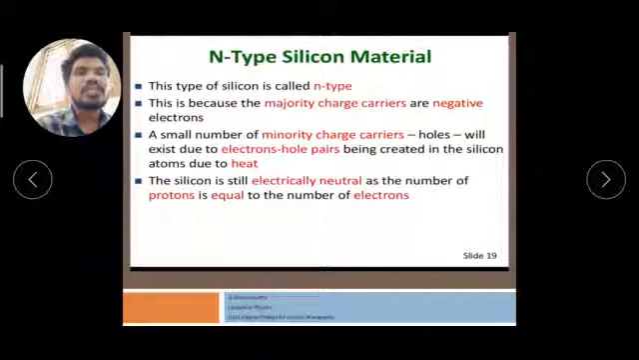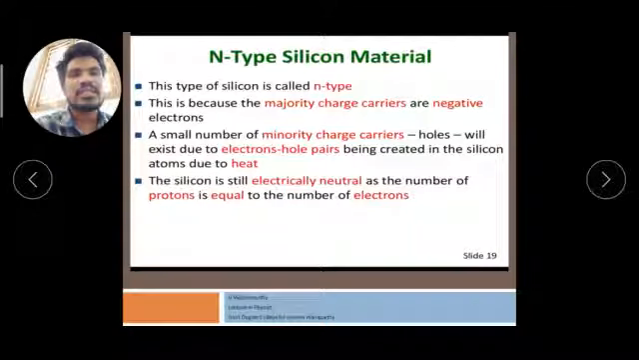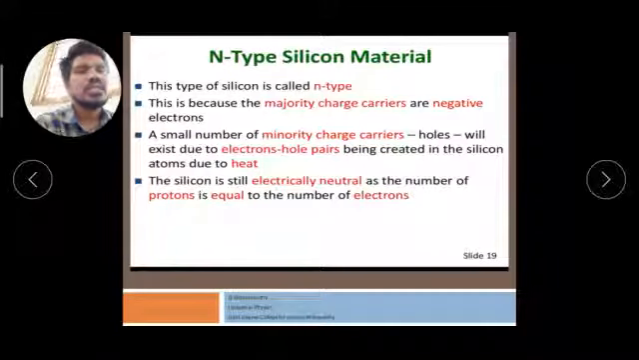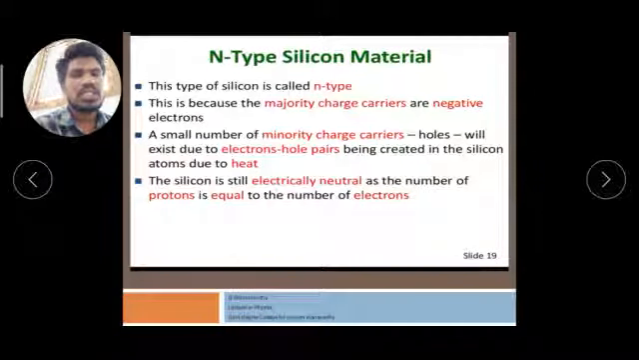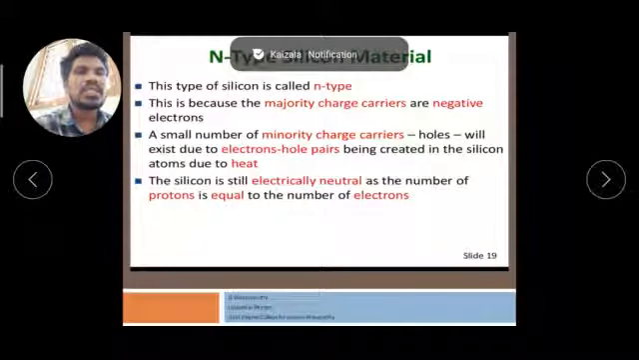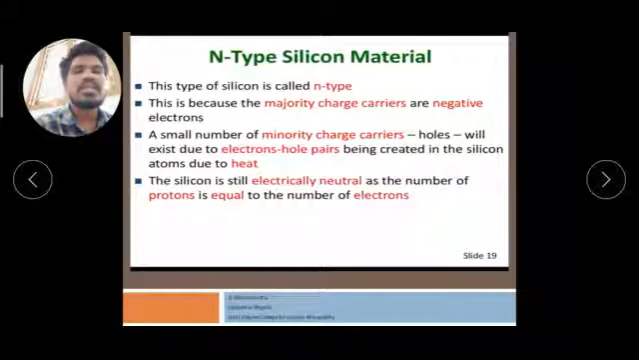This type of silicon is called n type because the majority charge carriers are negative electrons. A small number of minority charge carriers, holes, will exist due to electron hole pairs being created in the silicon atoms by heat. The silicon is still electrically neutral, because the number of protons is equal to the number of electrons.